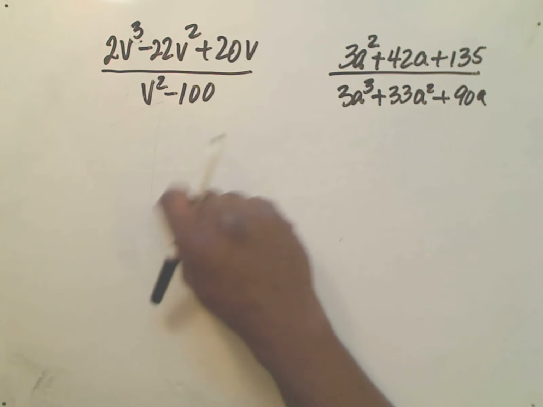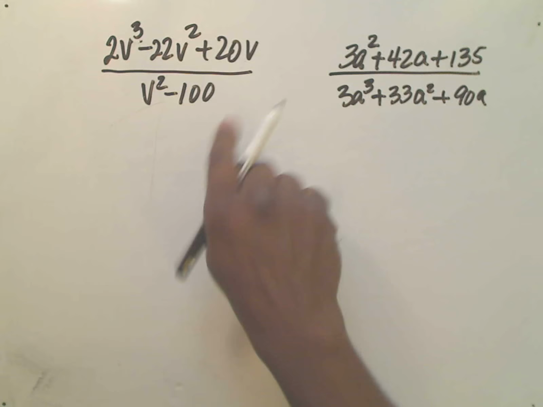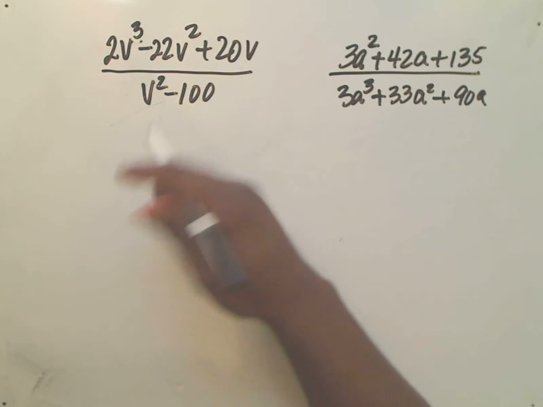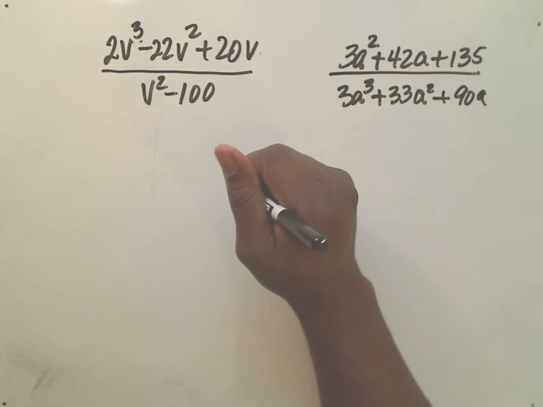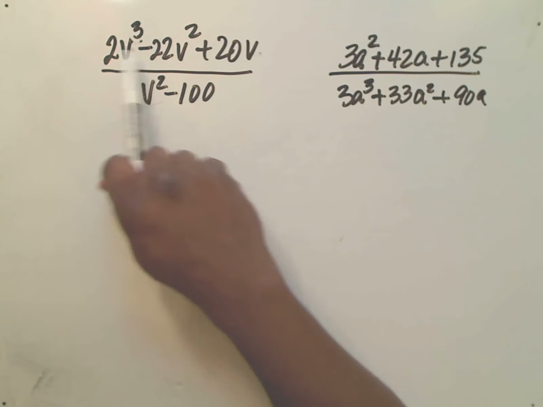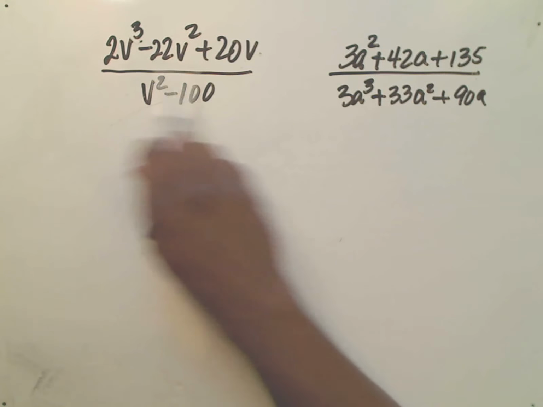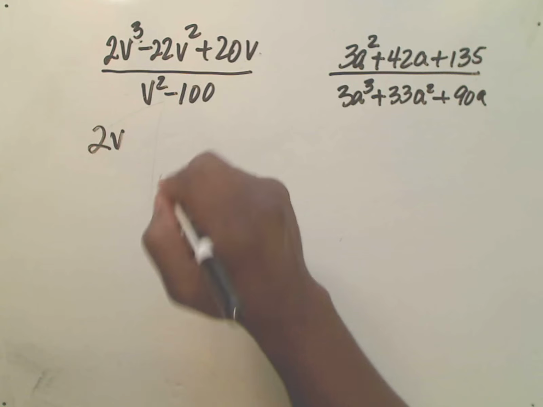So what we'd like to do is simplify this rational expression, and we'll approach it from looking at the numerator and then the denominator. So here goes. Can we factor out anything from each of the terms in the numerator? It turns out, yes, we could take out a 2, and we also could take out a v.